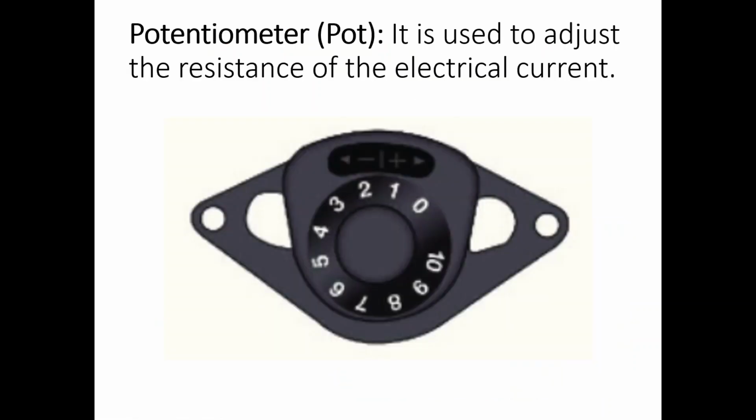A potentiometer, or a pot, we call it, is used to adjust the resistance of the electrical current. So when we have a potentiometer, we can twirl this little button here, or this handle, and at 0, it's going to make it a really high resistance, so then the electricity can't flow through. And then when we crank it up to 10, it lets it flow through real fast.